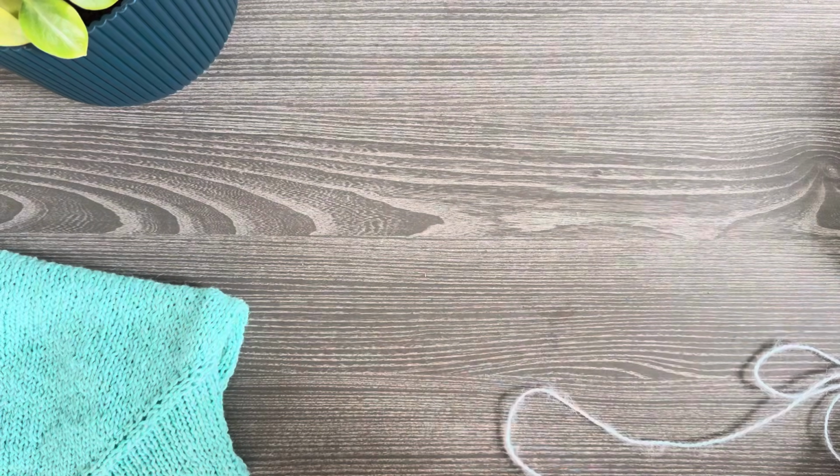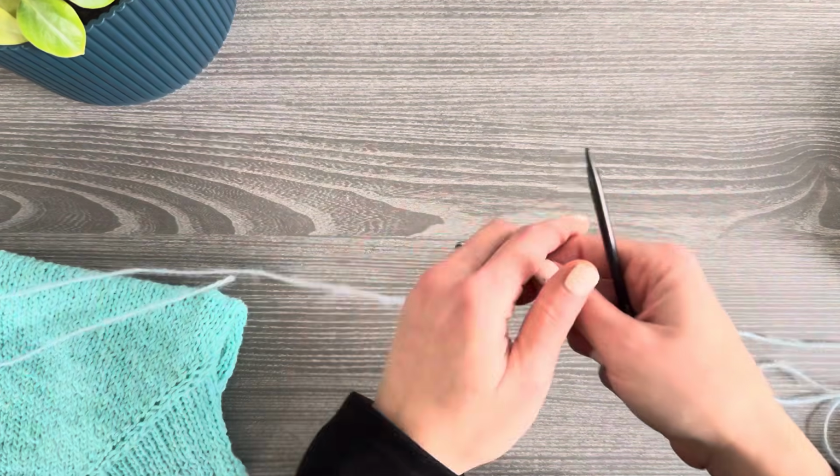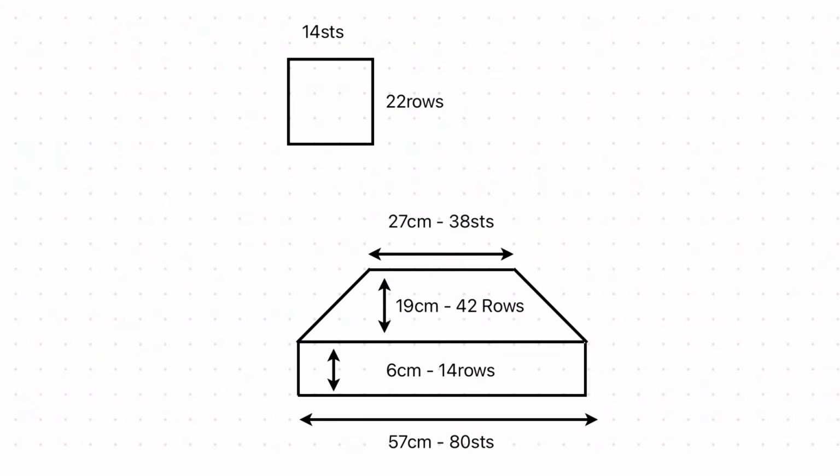But first I want to give you my numbers according with what I was measuring and calculating. So my gauge is 14 stitches and 22 rows in stockinette stitch using the 5mm needles. And for the neck width, I will start with 27 centimeters, which are about 38 stitches. Then I will increase for 42 rows every other row about 19 centimeters, and then for 14 rows I will work straight without having any increases.